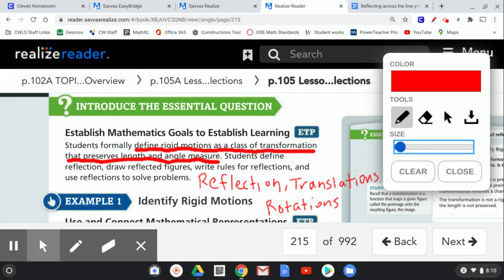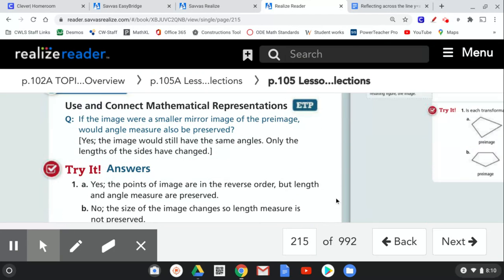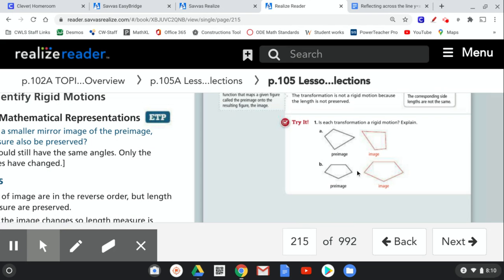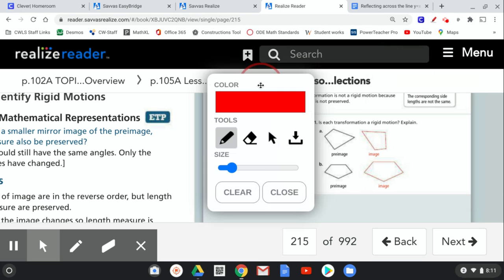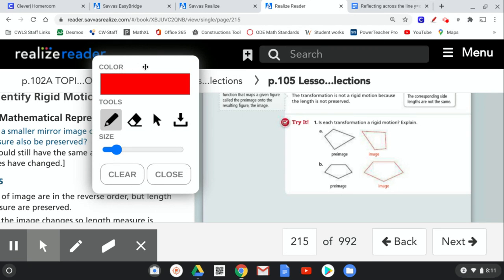Now, a rigid motion you could also see as an isometry. If you see the word isometry, it's the same thing as a rigid motion. Isometry, rigid motion, same thing. Moving on, just to give you some examples: if you look over here underneath the one, it says, is each transformation a rigid motion, and explain why or why not.